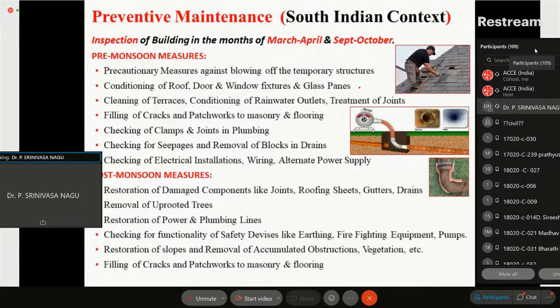So checking for the functionality of the safety devices like earthing, firefighting equipment, pumps, etc. Sometimes the pump hose will be under sump. Pump is above the sump, but your pump hose is located such that it has become a sump because of the stagnation of water. Then you can't have even water. It gets shortened, it gets spoiled. So big problem, right? So that is the importance of measures, right?